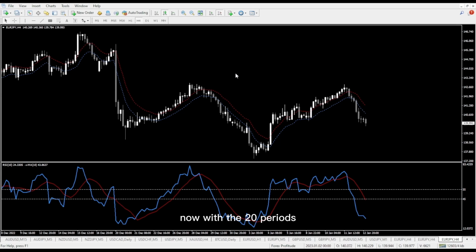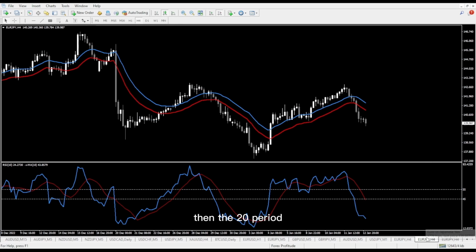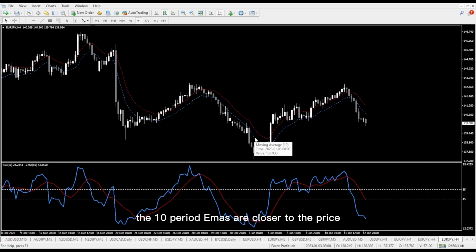Now with the 20 periods, those solid moving averages that we had, those are going to get us into the trade. They're going to signal the trade and the direction that we want to trade. And these 10 period moving averages, they're going to be how we manage the trade. Now with these moving averages, you're going to see that the 10 period is much quicker than the 20 period. The 10 period EMAs are closer to the price. So if we use the 10 period EMA to trail our stop loss or to manage the trade, we're going to find that if the trade does lose, we're not going to give back too much of our profits in a losing trade. And that's really important.